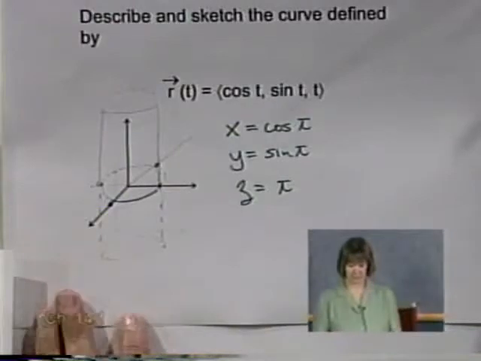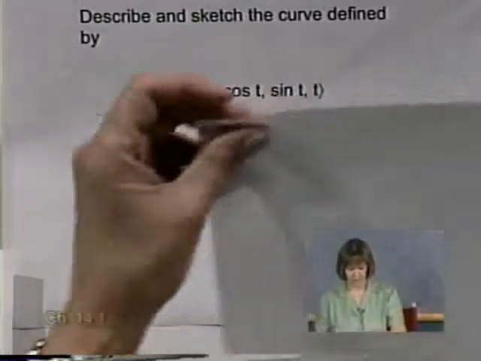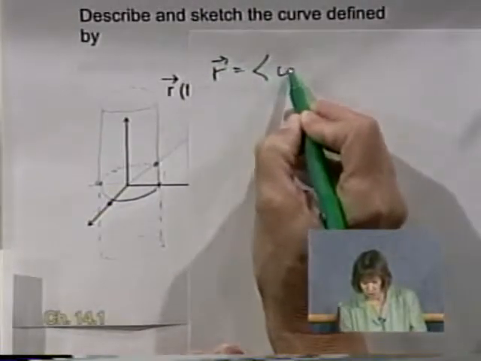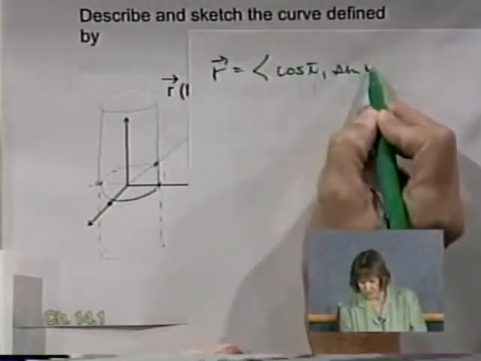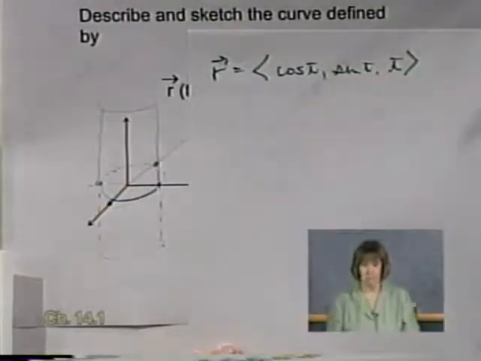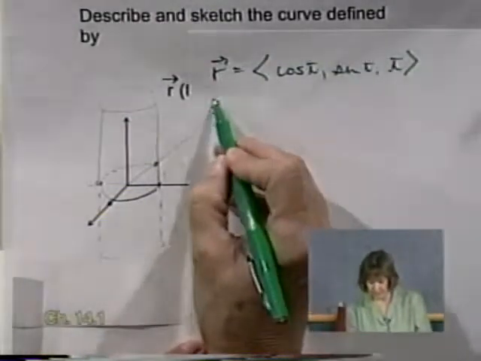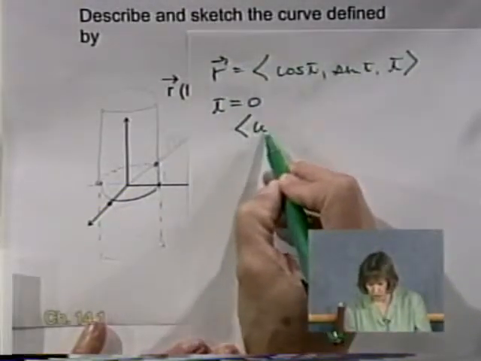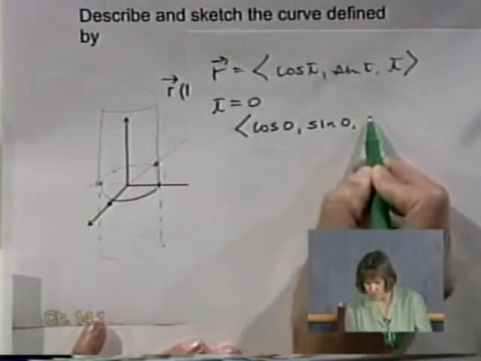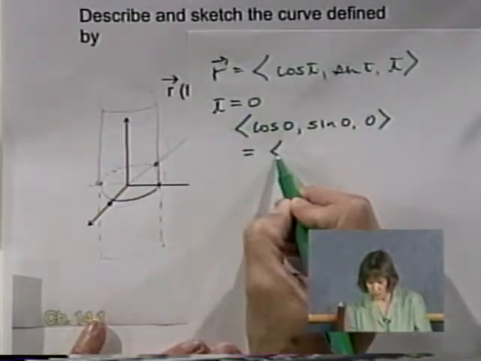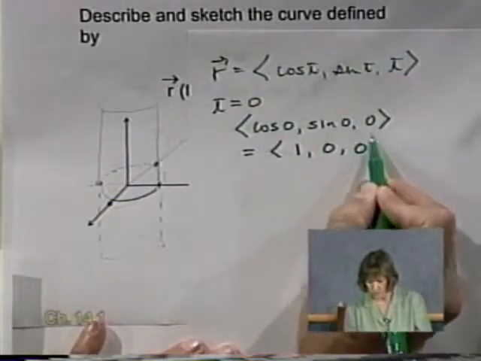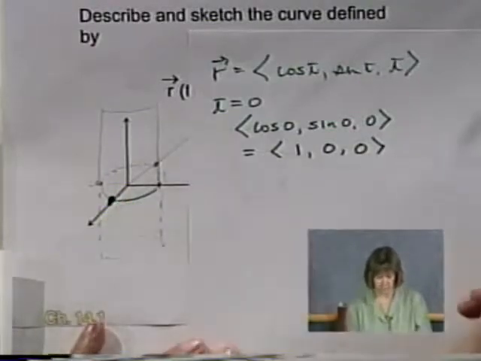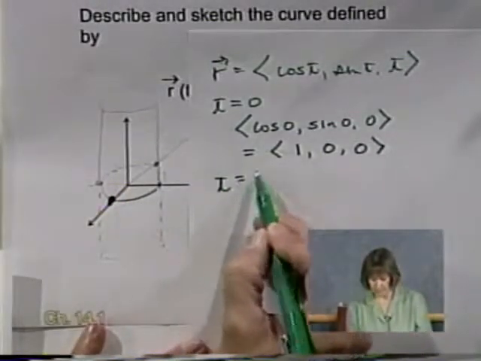Let's plot a few points. Let's just get a handle on what these points are. Now I'm going to rewrite the equation. The equation is r equals cosine t, sine t, and then t. All right, so I'm going to let t be 0. If t is 0, where am I? I'm at cosine 0, sine 0, 0, which gives me cosine of 0 is 1, sine of 0 is 0, 0. So I'm going to go in the x direction 1, y direction 0, z direction 0. I'm right there.